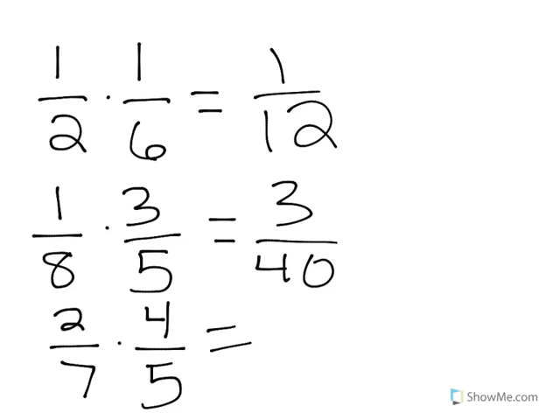And the next one, 2 times 4 gives you 8. And 7 times 5 is 35. That one cannot be reduced either.